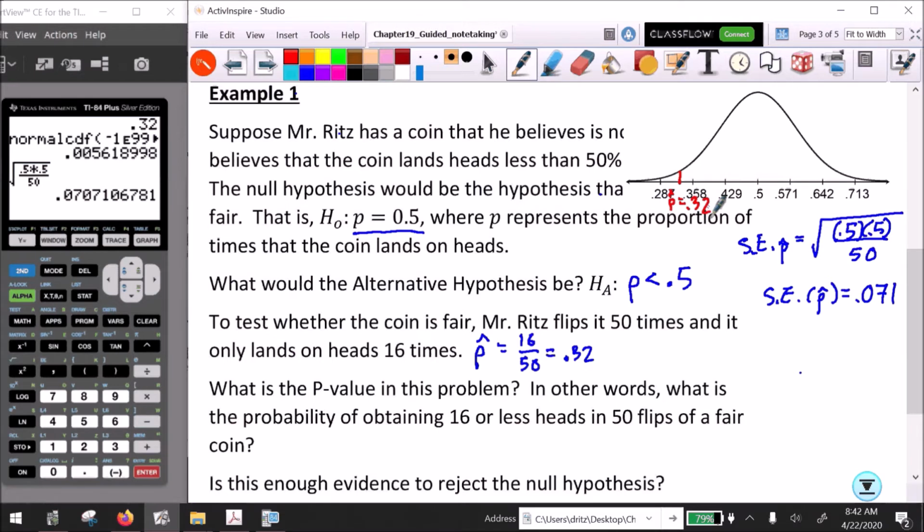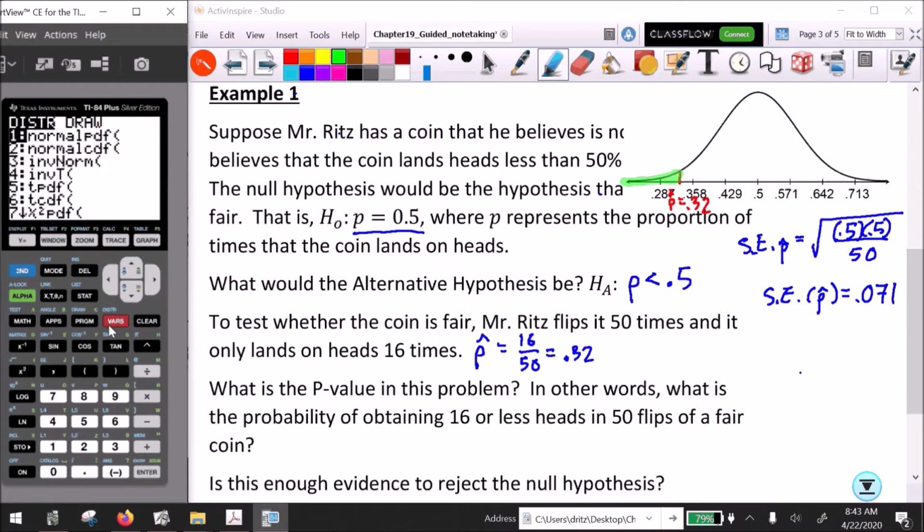And since we're exploring the possibility of the proportion of heads being less than 50%, I'm going to color in the left side of this p hat here. So we're exploring this possibility. What is the probability of obtaining 16 or fewer heads when flipping the coin 50 times? To do that, we can just find the area under this curve here. And one easy way to do that is to use the normal CDF on our calculator.